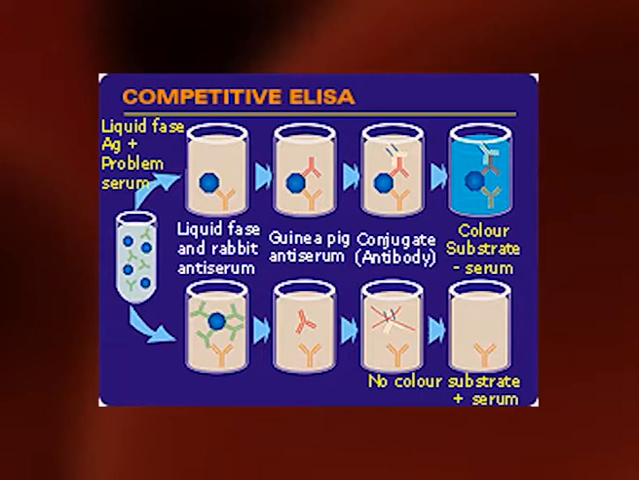After the well is washed, enzyme conjugated secondary antibody specific for the isotype of the primary antibody is added to determine the amount of primary antibody bound to the well. The higher the concentration of the antigen in the sample, the lower the absorbance.